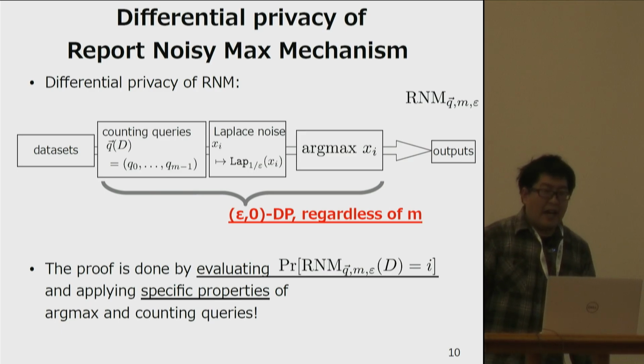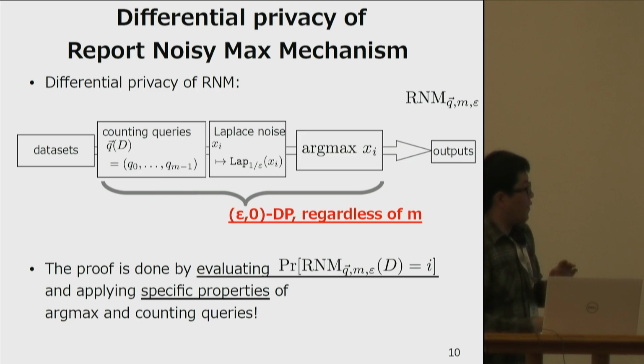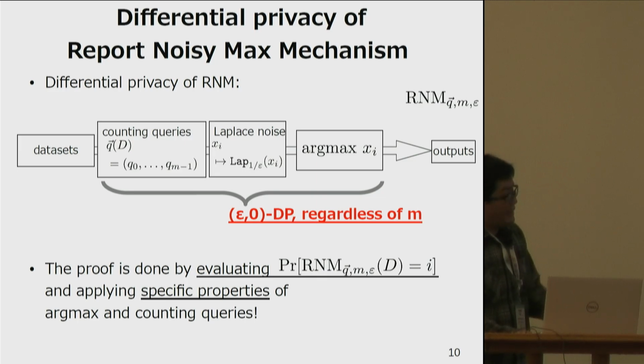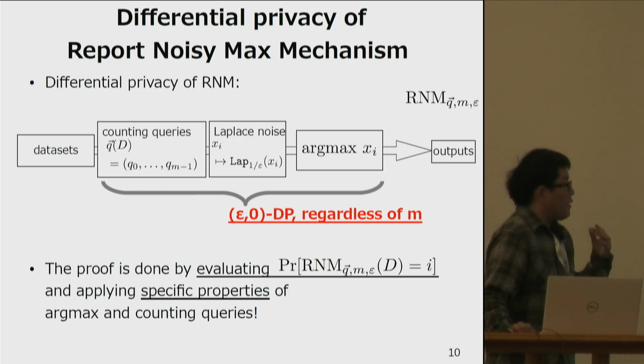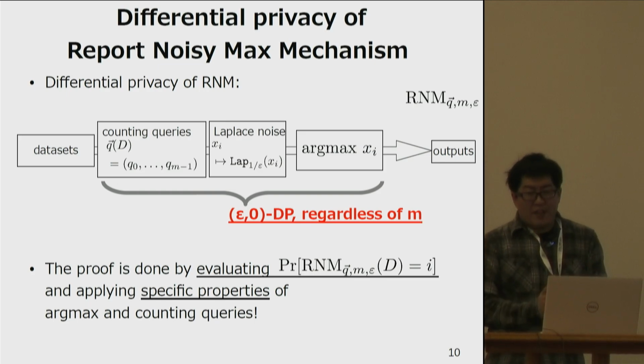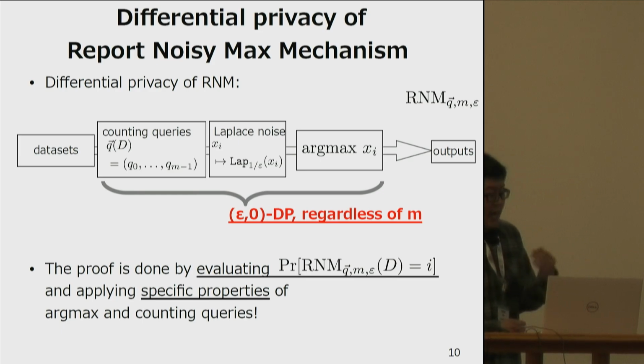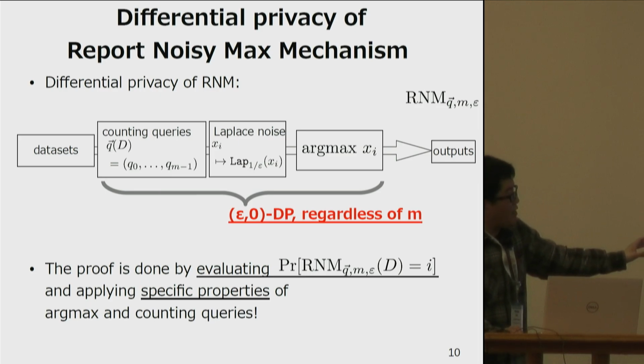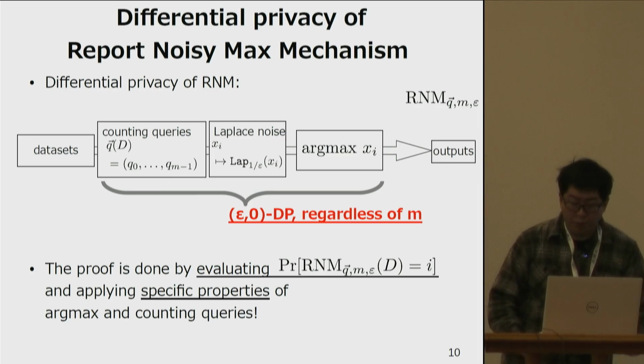The proof is not so simple. It is done by evaluating the distribution of the report noisy max mechanism directly, and by applying the statistical properties of argmax operations and counting queries.